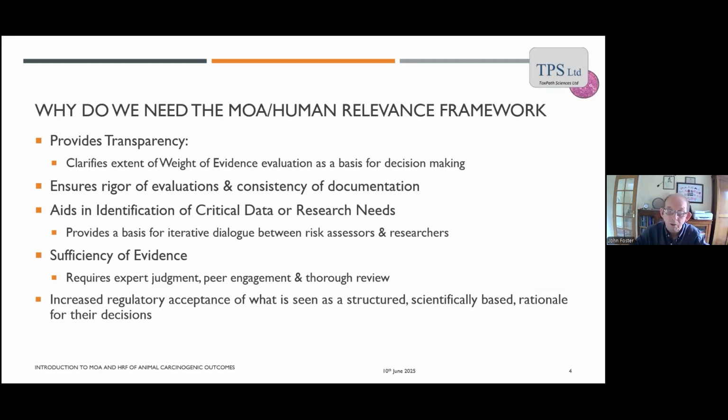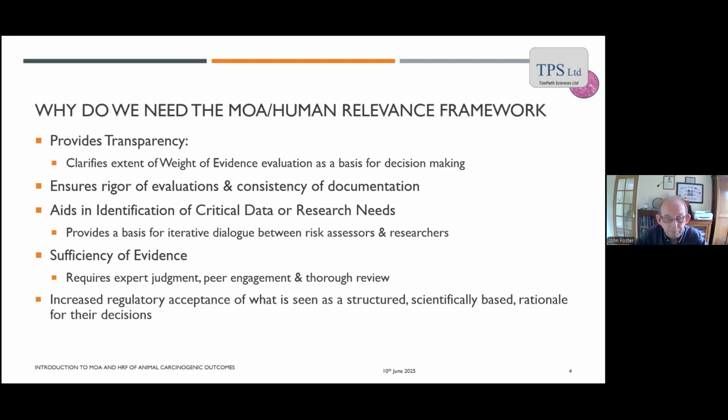Where do you get this from? Is it from studies itself, or is it from the literature? It aids, and you will see this as we go through the talk, it helps in identifying where we have critical data needs or research needs. So you will not generally be able to develop one of these mode of action HRF frameworks. You will not be able to get it from a single study. It will require a number of studies, and in some ways a considerable amount of extra work.